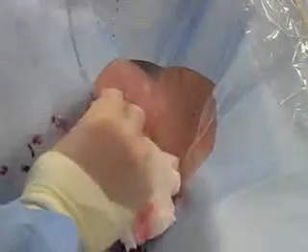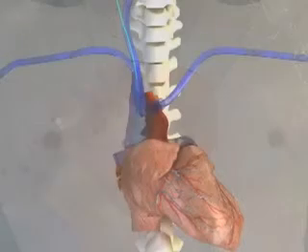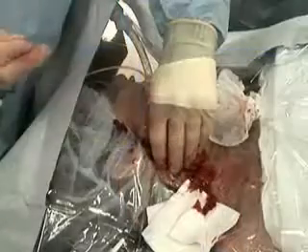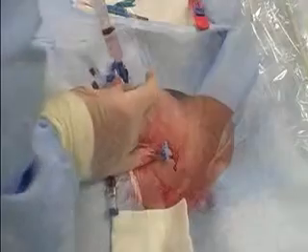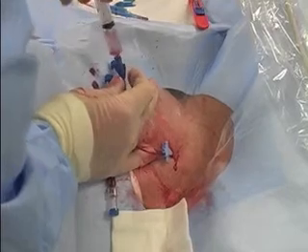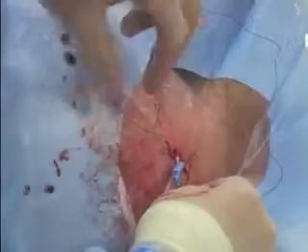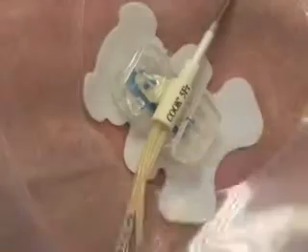Insert the catheter to a depth that places the tip at the junction of the superior vena cava and the right atrium. Remove the guide wire and check for blood return in all ports. Flush all ports, place caps on the hubs, and secure the line in place.